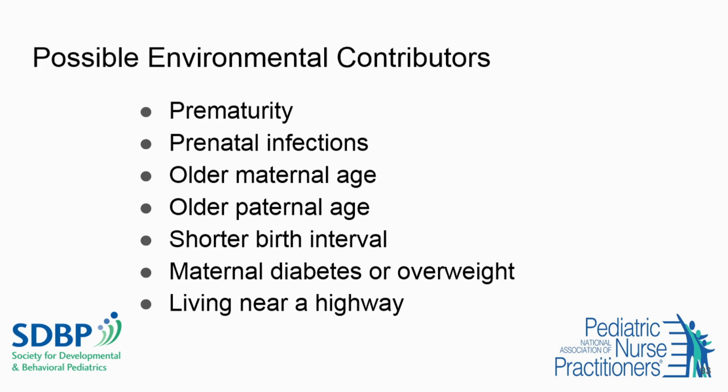Shorter birth interval, less than 2 years between two kids, maternal diabetes, and overweight. So something about the intrauterine environment, if there's stress to the parent or nutritional challenges, perhaps that makes a higher risk of autism. And then living near a highway. Any idea why living near a highway would increase your risk? Yeah, so maybe exposure to toxins or pollutants, maybe socioeconomic factors, stress, ACEs. You can think of a lot of different things that might be involved.